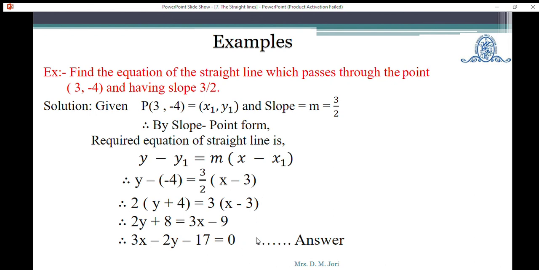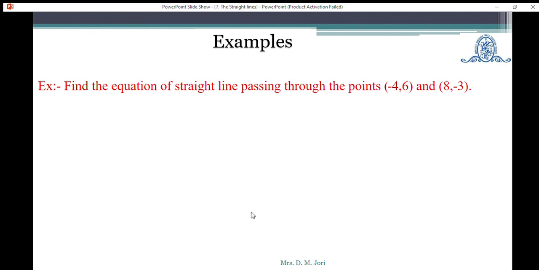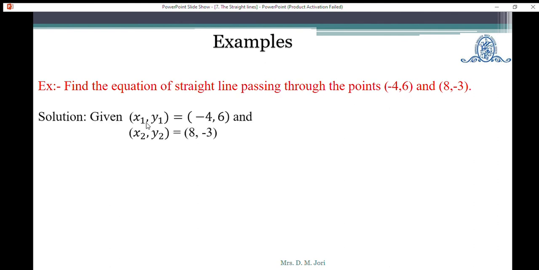Let's move towards the next example. Find the equation of the straight line passing through the points minus 4 comma 6 and 8 comma minus 3. In this question, two different points are given, so by using the two-point form we can find the equation of that straight line. First of all, denote those two given points by x1, y1 and x2, y2.